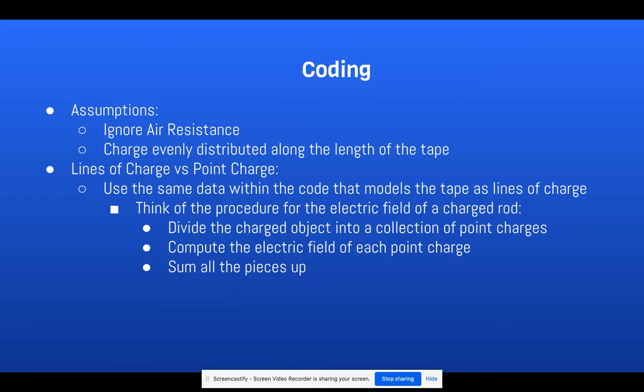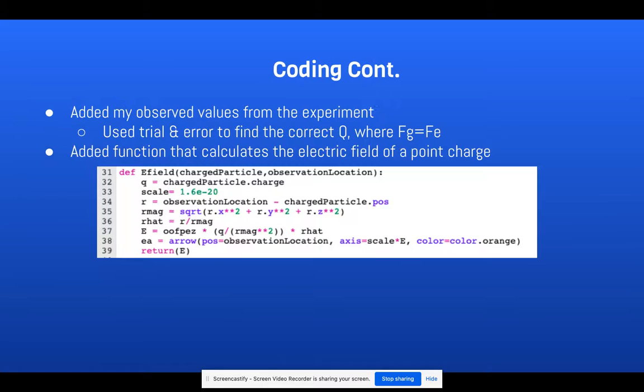For the new computational model, some assumptions that I made were to ignore air resistance and that the charge is evenly distributed along the length of the tape. The lines of charge versus point charge model uses the same data for both codes. However, with Lab 2, we're dealing with multiple point charges instead of one. We can think of the pieces of tape as electrically charged rods. The procedure to calculate the E field is to divide the rod into smaller point charges, calculate the E field of each piece, and add all the pieces together, which is superposition.